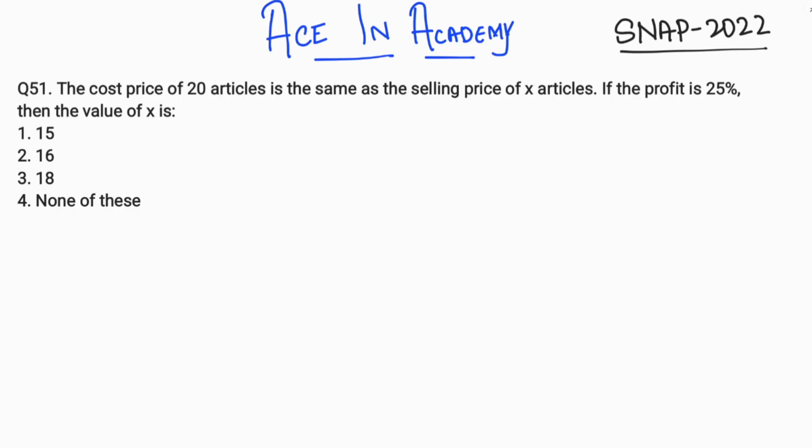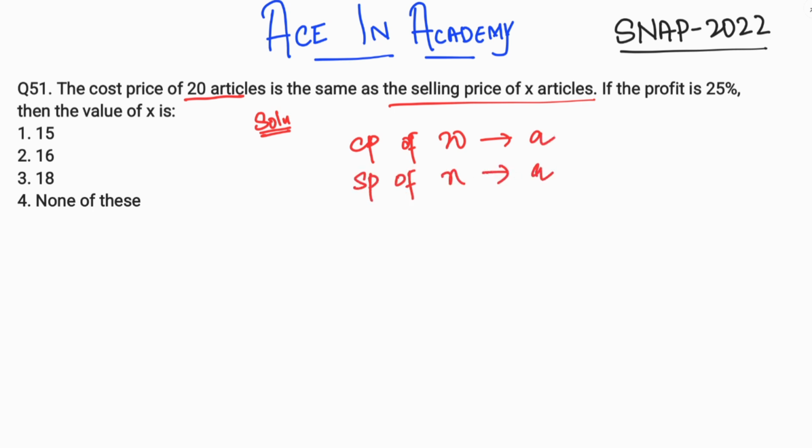I hope that you've tried the question and you've got the solution, and if you didn't, then let's check the solution. So according to our given question, we are given that the cost price of 20 articles is the same as the selling price of X articles. So let's take the total cost price of 20 articles as A. So I can say that the selling price of X articles automatically becomes A.